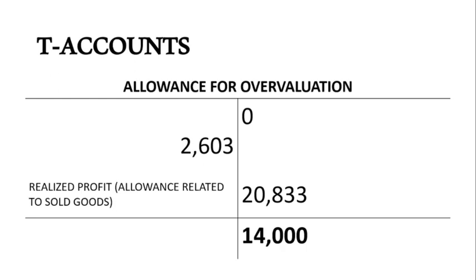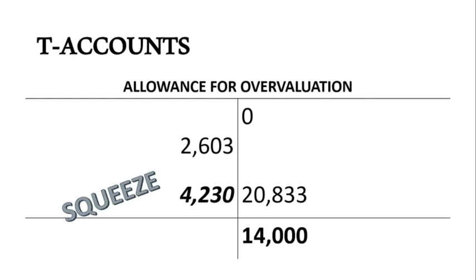So our next step is to work back and for us to be able to get the realized profit, which is the allowance related to sold goods. And so you will get 4,230. And this 4,230 will now be our realized profit.